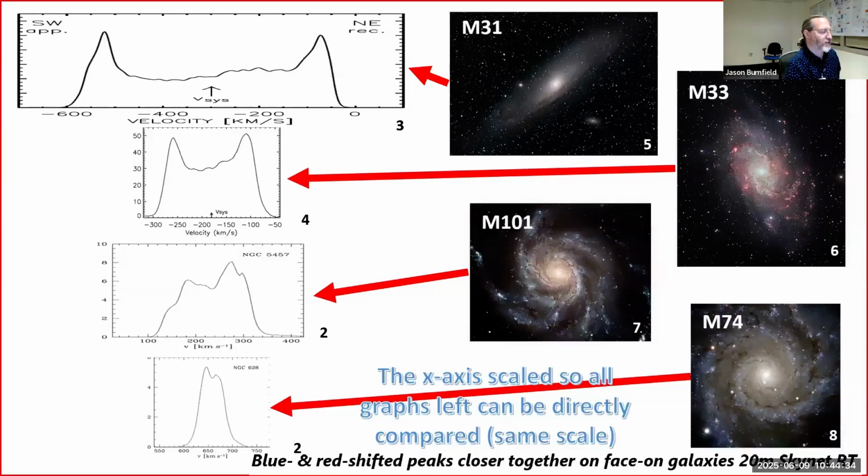And then again, we showed this in the previous one, but the orientation of the galaxy, as far as how edge on or flat from our perspective the disk is, will determine the width of the spectrum.